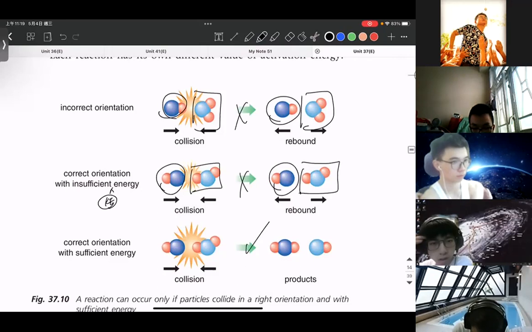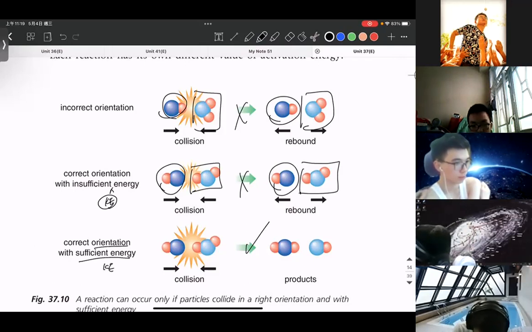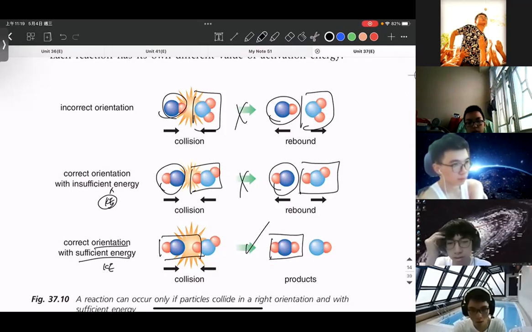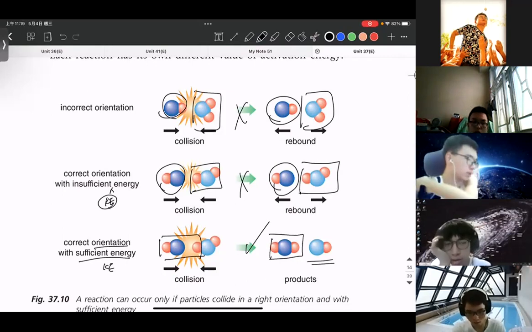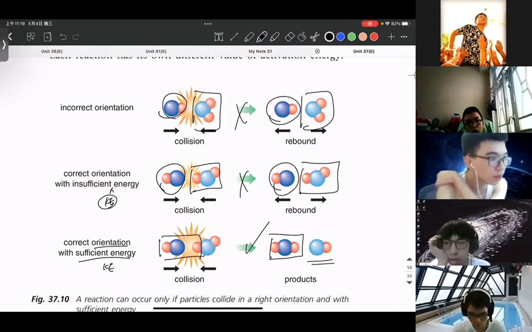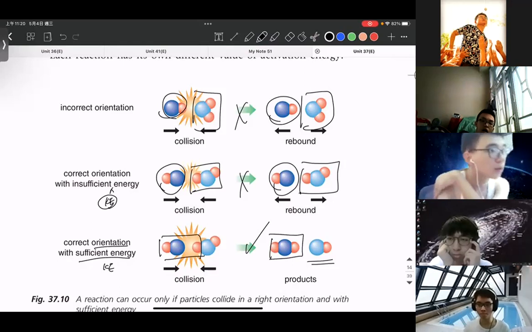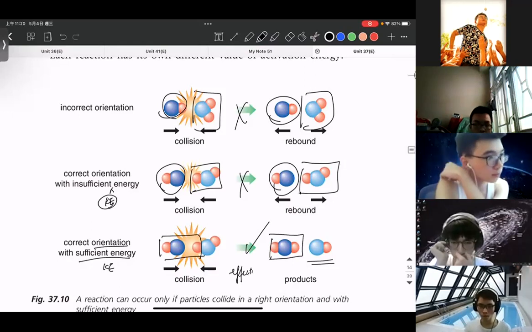How about the third case? We only get the correct orientation with sufficient energy, which means sufficient KE, they are fast moving enough so as to make the bonding happen this way. Could you please see that? Okay, enough energy will help break the bond, and for example, they will form new bonds. And you may find this one, the product. Check that the product is different from the reactant, which means that the reaction has undergone successfully. So we will call this type of collision an effective collision.